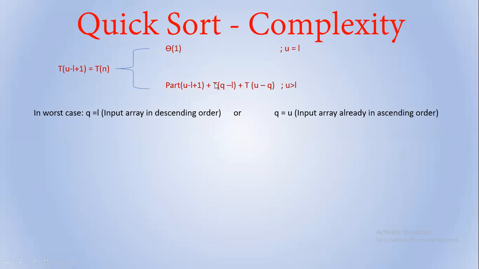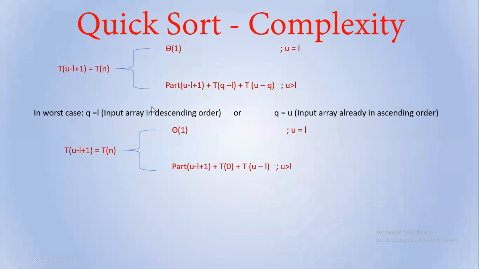So this is Tn minus 1, this will be T0. So this is how we can simplify that part. If this or this happens, one of them will be 0 and the other one will be u minus L. So this will be partition u minus L plus 1. So one of them will be 0. So this is in the worst case.